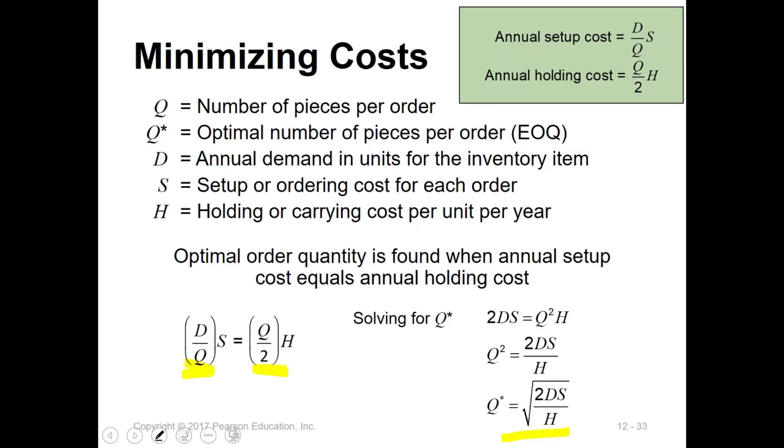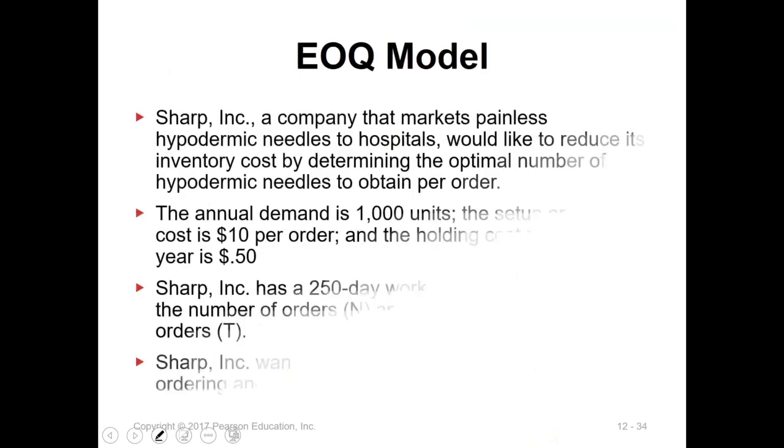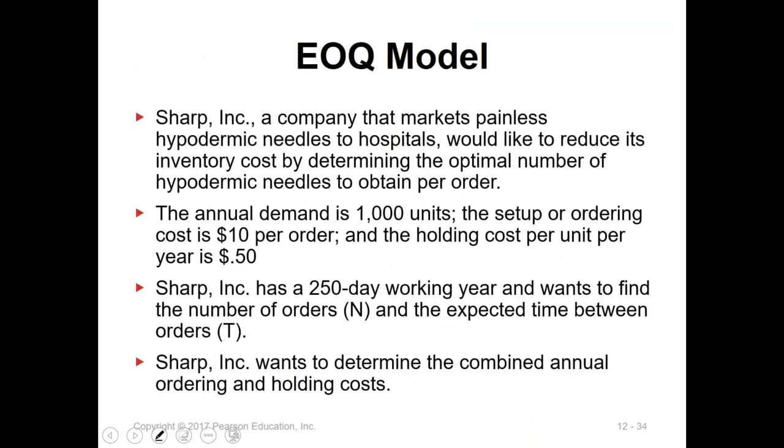Why can we do that? It's because we can do the cross multiplication. So when you do the cross multiplication, 2DS equals Q times H, and then Q squared equals 2DS divided by H, and then take the square root. This is the basic mathematical model to calculate the optimum inventory level. Here is the example.